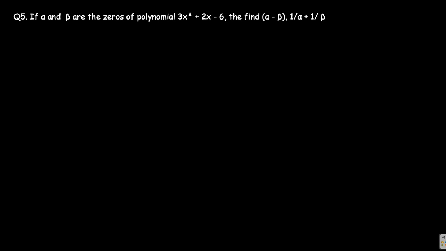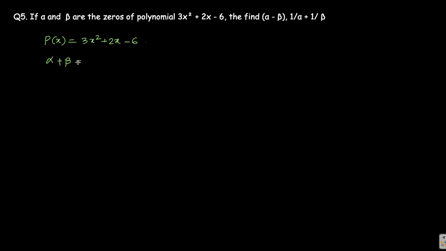Now the fifth part is most important. If alpha and beta are the zeros of the polynomial 3x square plus 2x minus 6, find 1 by alpha plus 1 by beta. A very easy numerical. So you have to write down p(x) as a function of x: 3x square plus 2x minus 6.